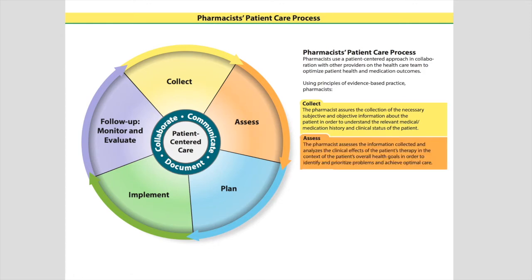Next, the pharmacist assesses the information collected and analyzes the clinical effects of the patient's therapy in the context of the patient's overall health goals in order to identify and prioritize problems and achieve optimal care.